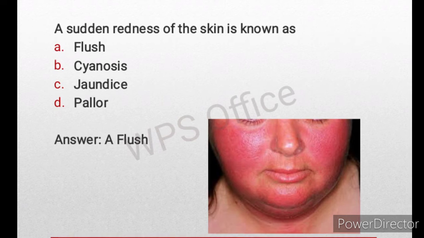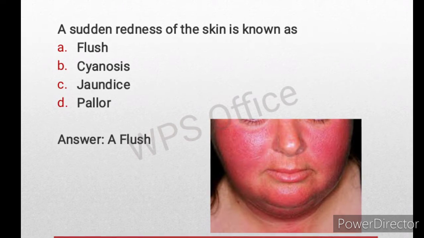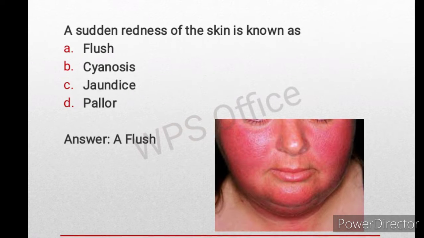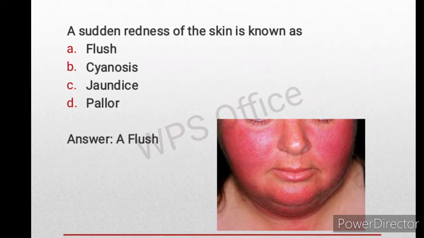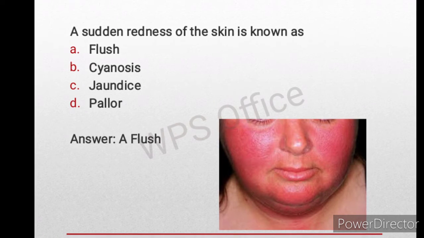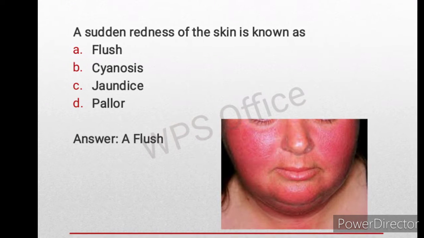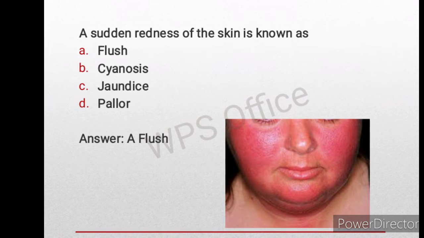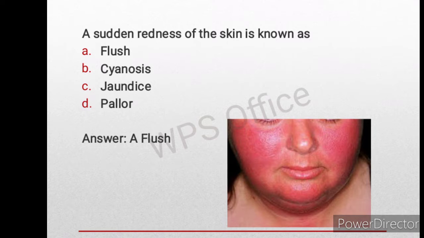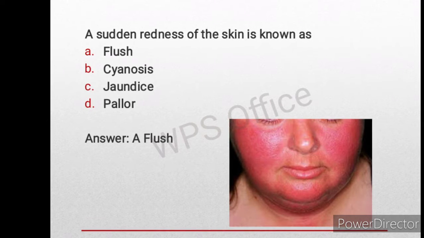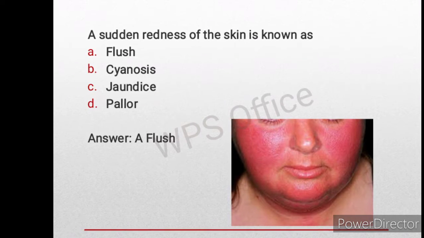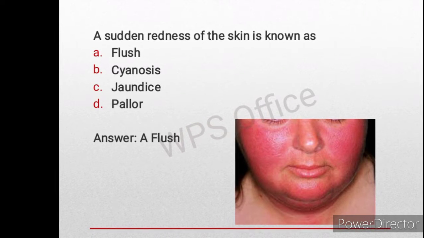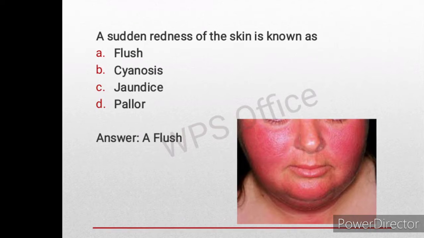Cyanosis is a slightly bluish-gray skin discoloration caused by abnormal amounts or reduced hemoglobin in the blood. Jaundice is a yellow discoloration of the skin, mucous membranes, and sclera caused by excessive amounts of bilirubin in the blood. Pallor is an unnatural paleness or absence of color in the skin, which indicates insufficient oxygen or excessive carbon dioxide in the blood. So here the correct answer is flush. Flush is the redness of the skin.